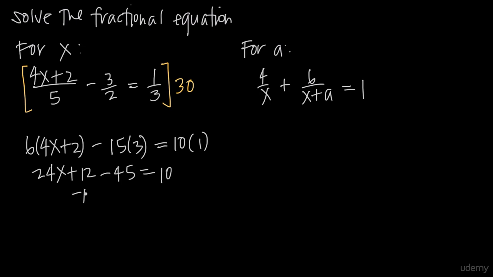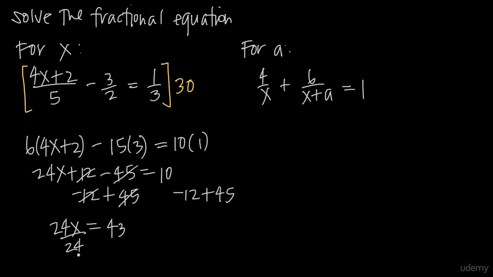Now we'll subtract 12 and add 45 to both sides, minus 12 plus 45. That'll give us a positive 12 and a negative 12 canceling, and a negative 45 and a positive 45 canceling, leaving us with 24x on the left. On the right, 10 plus 45 is 55. 55 minus 12 is 43, so we get 43.